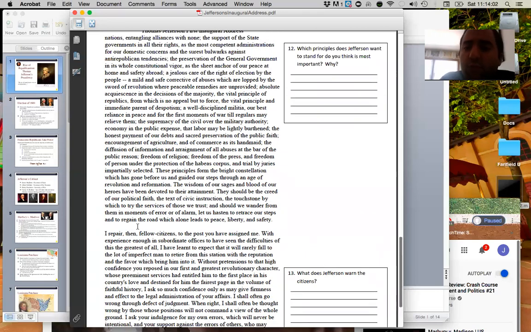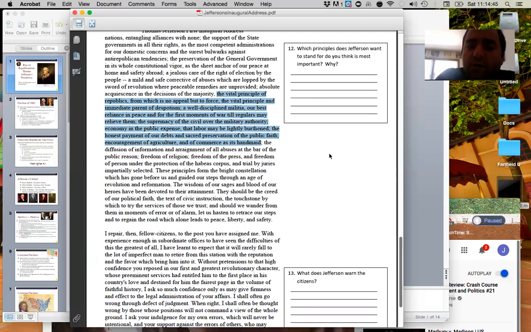12. Which principles does Jefferson want to stand for, do you think is most important, and why? Well, there's a lot we could say here. What I like to do is take a look at this line here. It's a little large, so you can highlight or underline. The vital principle of republics, from which is no appeal but to force, the vital principle and immediate parent of despotism, a well-disciplined militia, our best reliance in peace, and for the first moments of war, till regulars may relieve them.